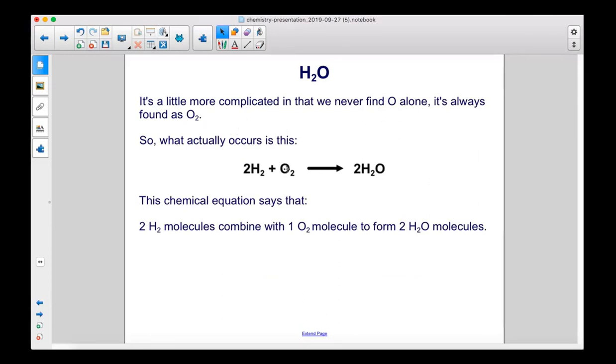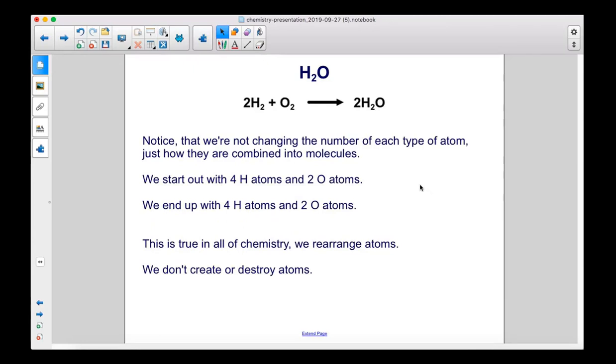So what actually occurs is this. This chemical equation says that 2 H2 molecules combine with 1 O2 molecule to form 2 H2O molecules. Notice that we're not changing the number of each type of atom, just how they are combined into molecules. We start out with 4 H atoms and 2 O atoms. We end up with 4 H atoms and 2 O atoms. This is true in all of chemistry. We rearrange atoms. We don't create or destroy atoms.